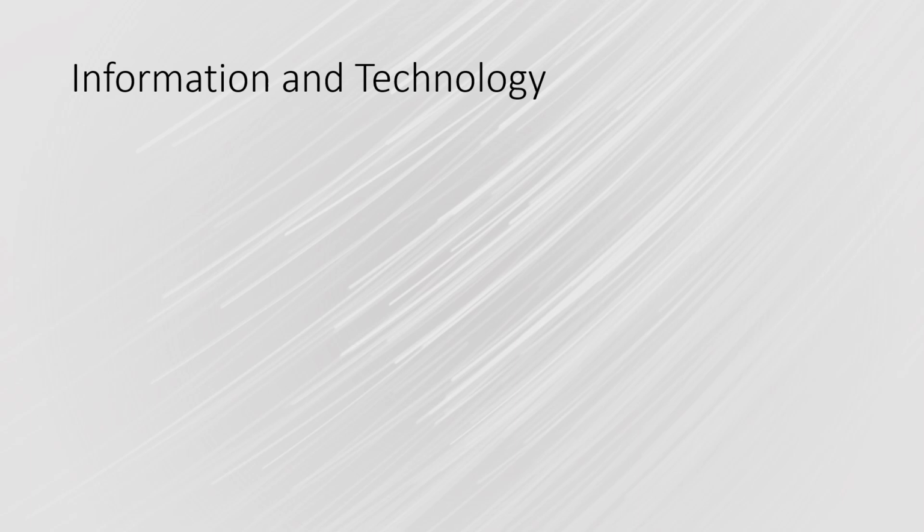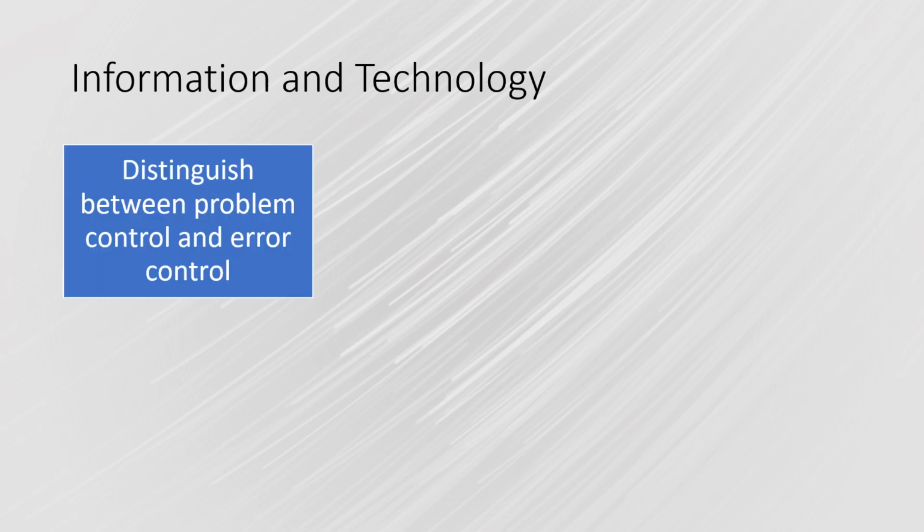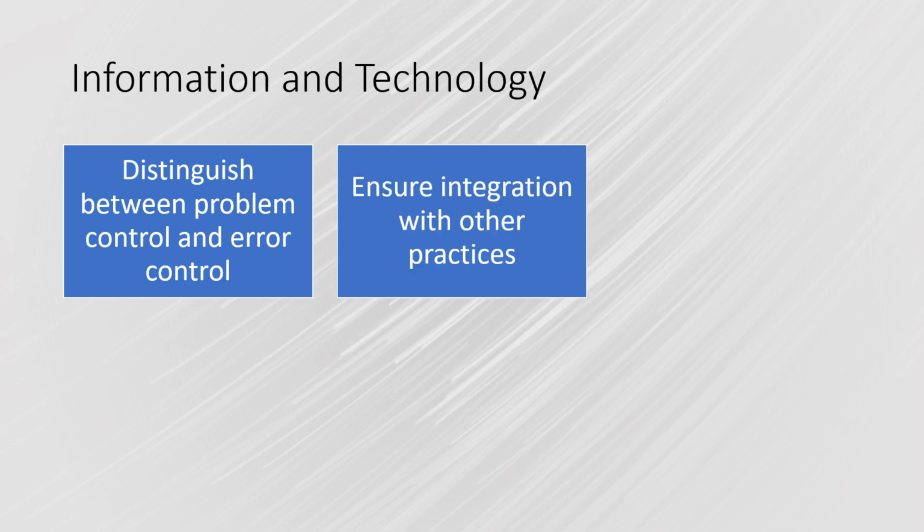Recommendation for automation of the problem management practice. Distinguish between problem control and error control. Whether problems and known errors are different objects or different statuses of the same object in the automation tool. Make sure they support clear separation between investigation, problem control, and periodic review and resolution. Ensure integration with other practices. At the least, it should be possible to link problem records to incident records, change records, configuration items, and services.